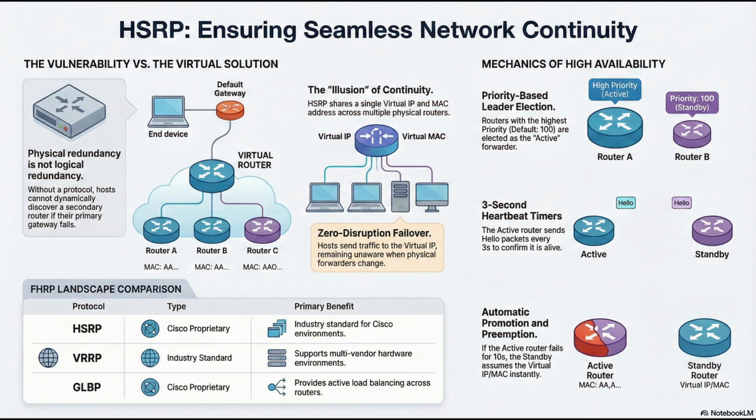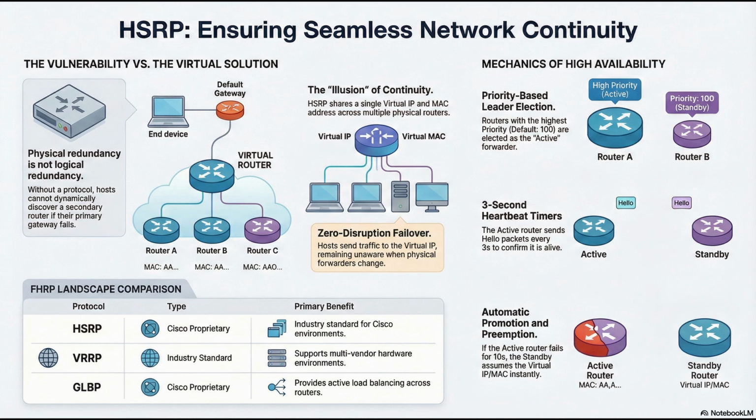Enter the solution. The diagrams here introduce the concept of a virtual router. This is the core mechanics of FHRP. Since we can't easily teach every single PC in a 50-story building to look for a backup router if the first one dies, we change the environment instead. We stop using the physical IP addresses of the routers as the gateway. So instead of pointing my PC at router A, the physical box, or router B, the backup box, I point it at a ghost. Effectively, yes.